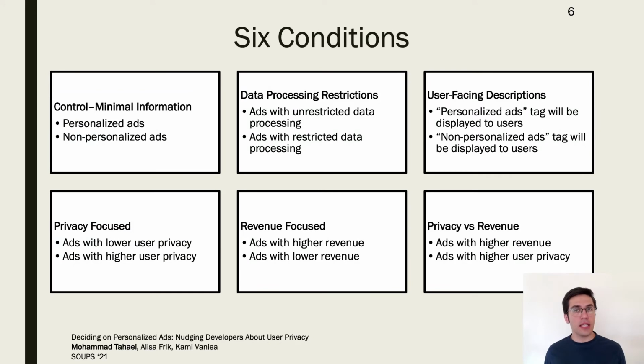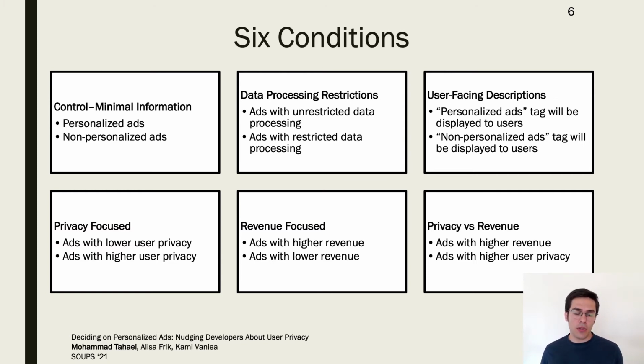Here you can see the 6 conditions. In the first one, the control condition, which was inspired by the GDPR interface on Google AdMob, we didn't give much information and details about the options. In the second one, which was inspired by the CCPA interface on Google AdMob, the trade-off was between processing users' data and showing some ads based on their behavior.